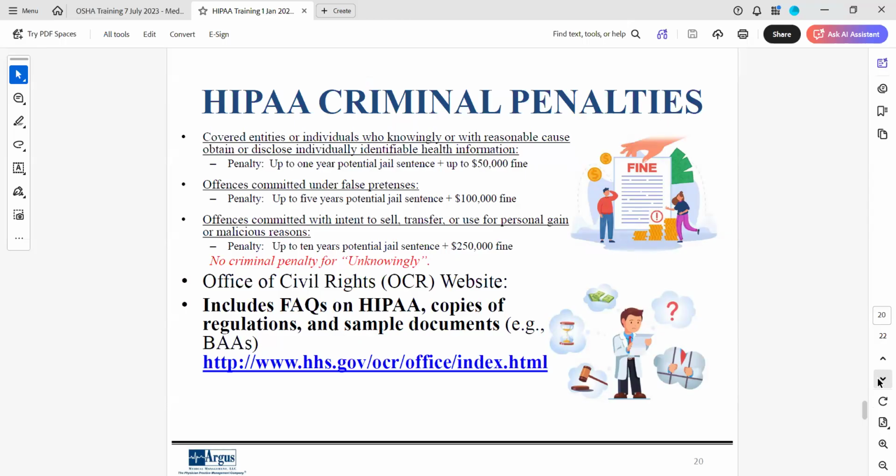That's huge. Offenses committed under false pretenses, the penalty is up to 5 years jail sentence plus up to a $100,000 fine. And then offenses committed with intent to sell, transfer, or use for personal gain or malicious reasons, the penalty is up to 10 years of a potential jail sentence plus a $250,000 fine.